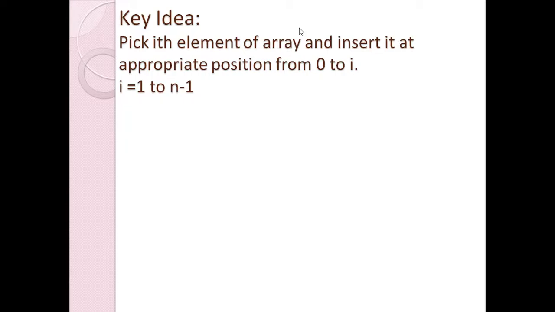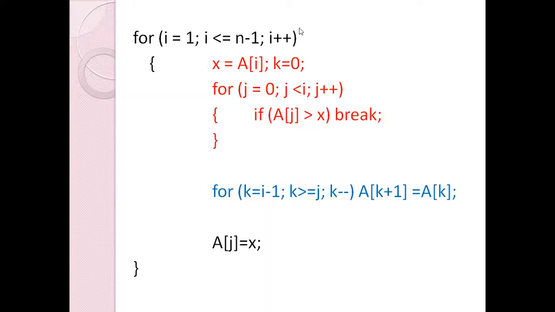How to find that appropriate place? From 0 to i, you keep comparing the elements, and whenever you find that a greater element is there, that is the appropriate place. So let us code this. The input will be taken before this loop, and the output will be printed after this loop. This loop is only for implementing insertion sort on an array A which has n elements.